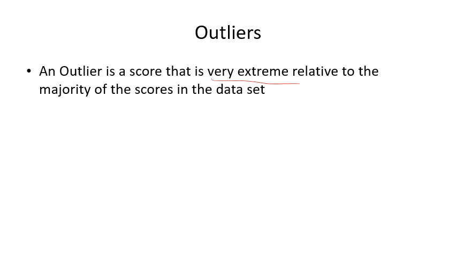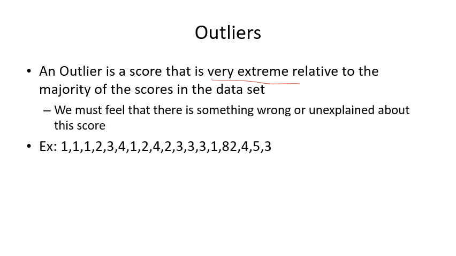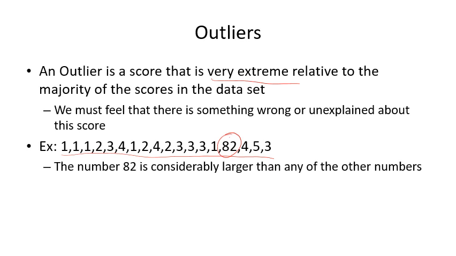So for example here, we have these values: 1 through 5, and then this 82 in there. Basically, when we're dealing with outliers, we have to feel that there's something wrong or unexplained about that score. The number 82 is considerably larger than any of the others. It stands out. If we were doing 1 through 75 and then had an 82, that 82 isn't really that big of a difference from the others. But this 82 here is very different than the others.